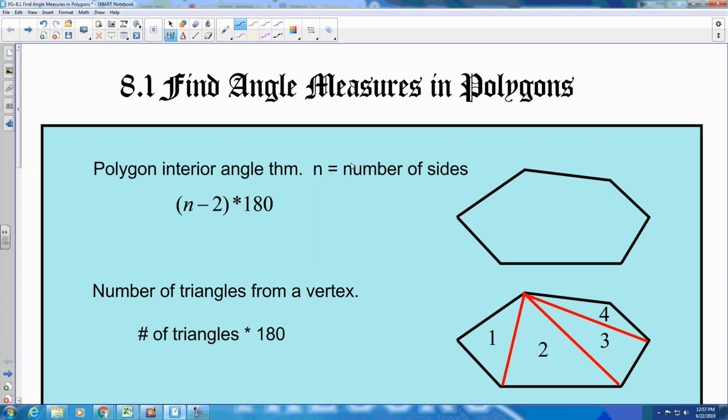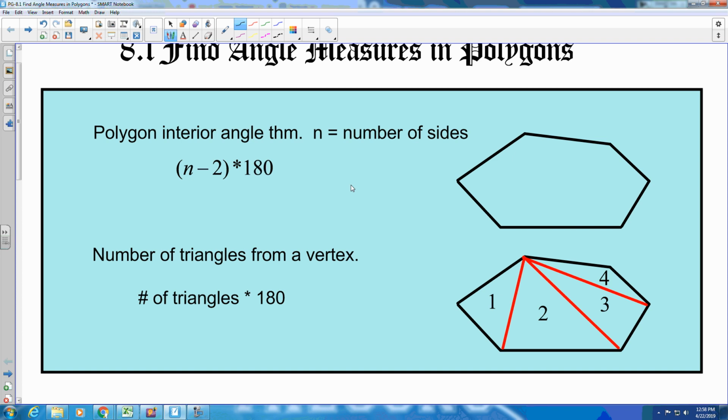All right, we are in section 8.1 where we are going to find angle measures in polygons. So there are two methods for finding the sum of all the interior angles of a particular polygon.